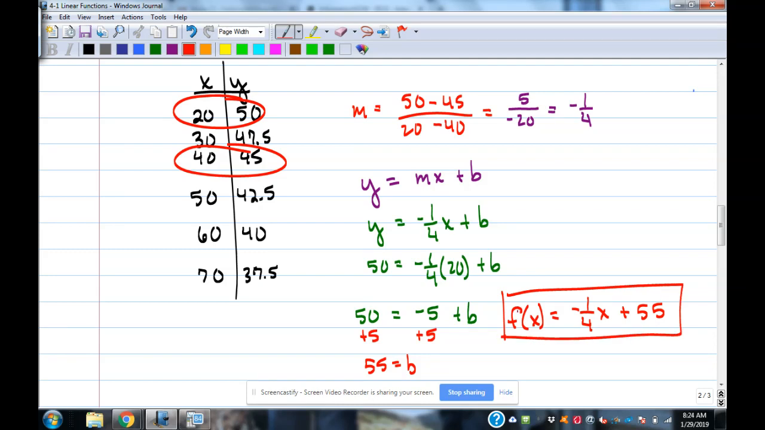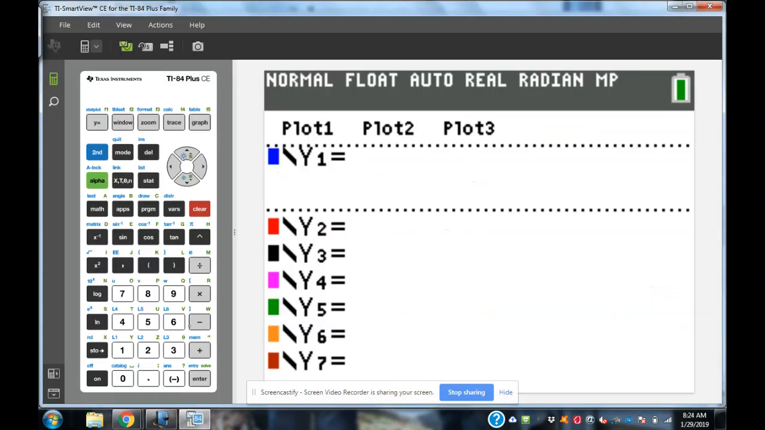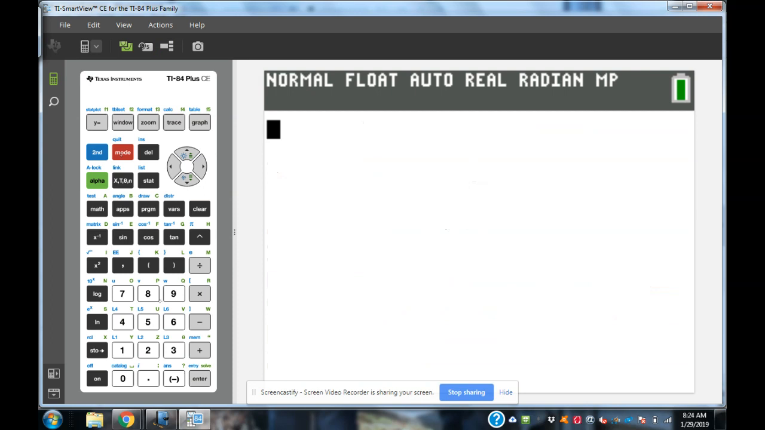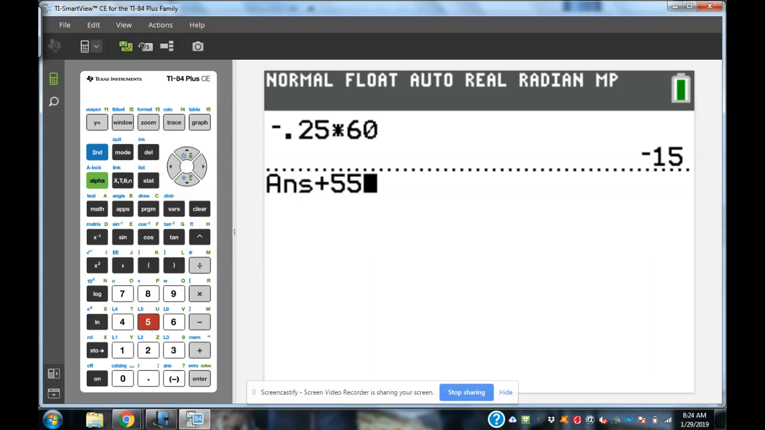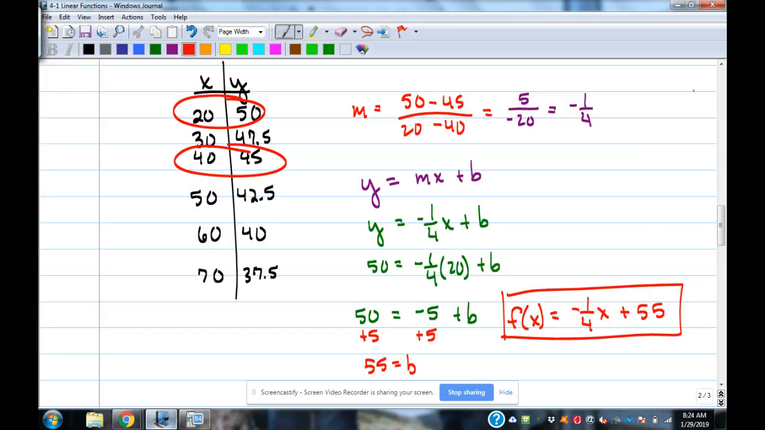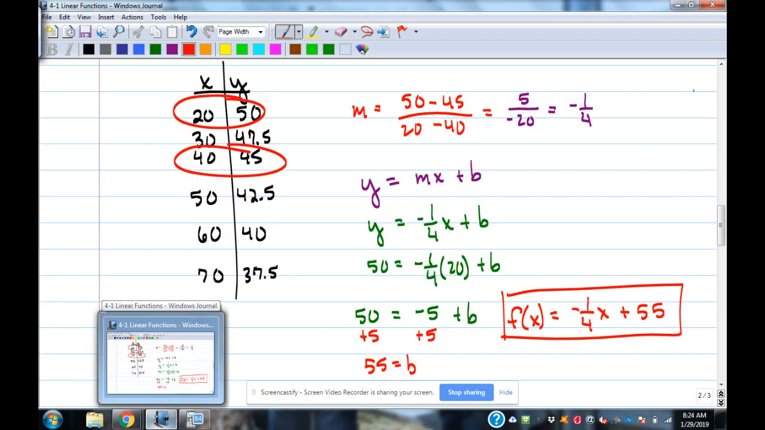There we have a linear model. We can plug in one of these x values here and see how it did. If we plug in 60, negative 0.25 times 60 plus 55. See how close it gets? Right on the money. Gets the right y value.